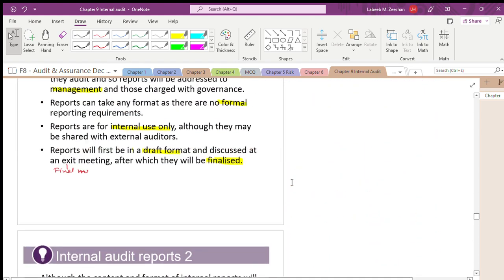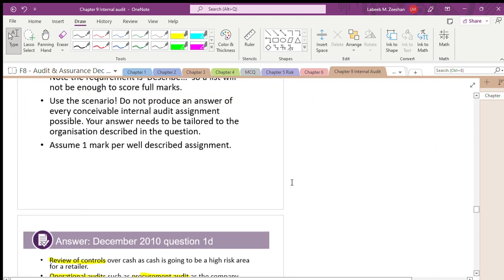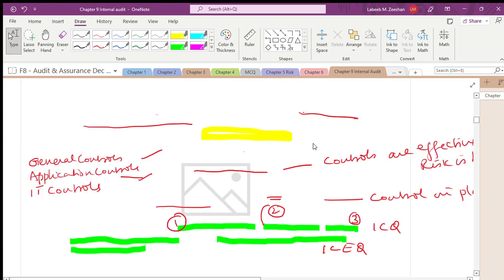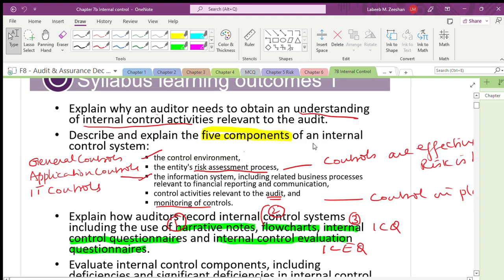I told you yesterday. Where is it? It is not here. It will be in chapter 8. The control environment. Yeah, see, it is there. Exactly, we have landed in the same way. The control environment, risk assessment process, information systems, control activities, monitoring of controls.